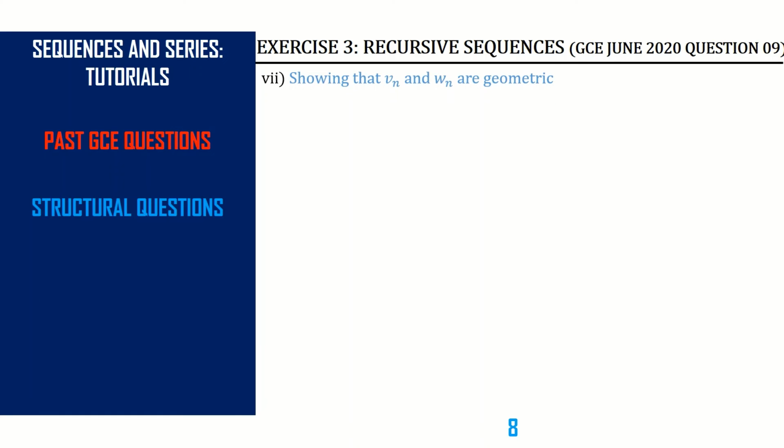Alright, so Roman 7 is asking us to show that v of n and w of n are geometric. That's what it's asking us to show. So my v of n is equal to u of n plus u of n minus 1. It means that my v of n plus 1 is equal to u of n plus 1 plus u of n. Now, showing that v of n is geometric, we need to show that the ratio between the n plus 1 term and the n term is equal to a constant.